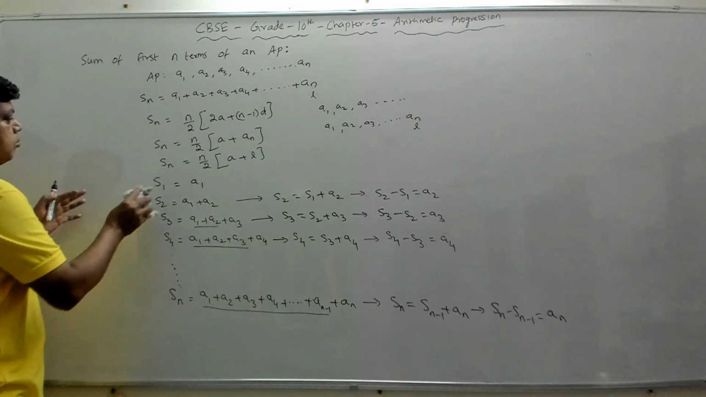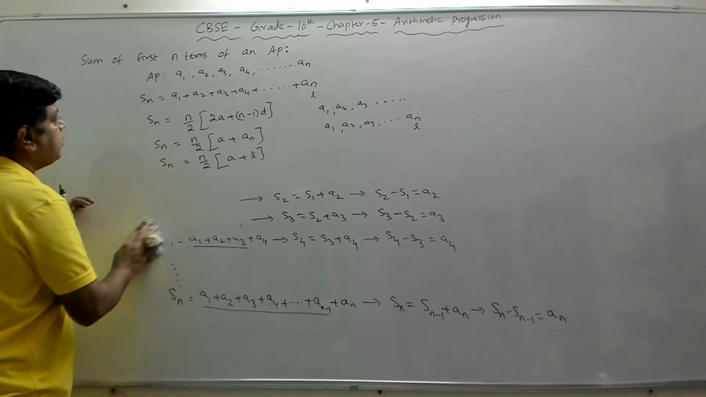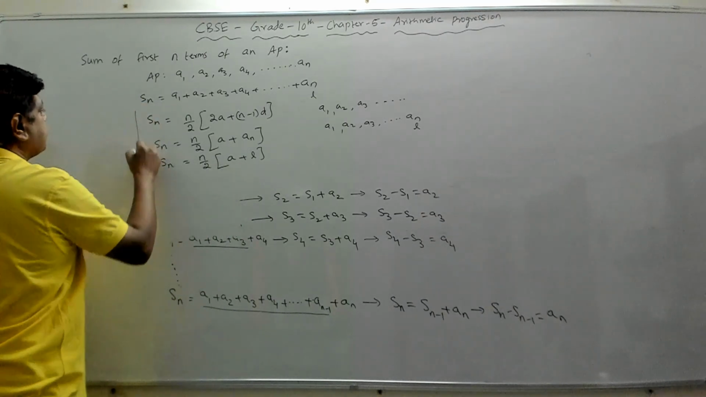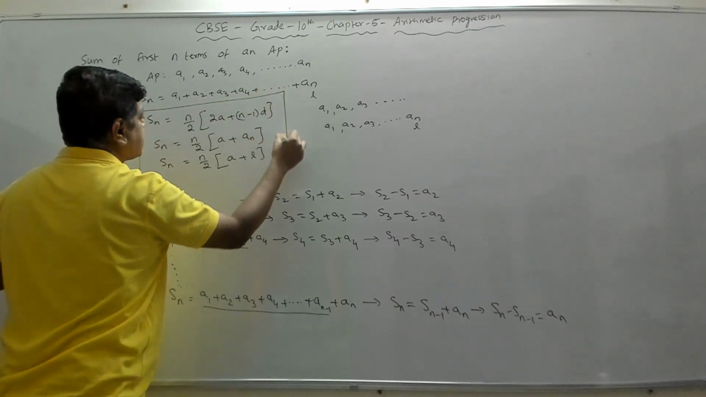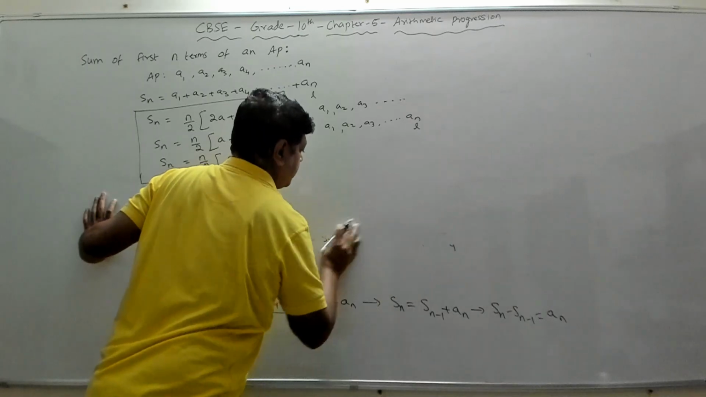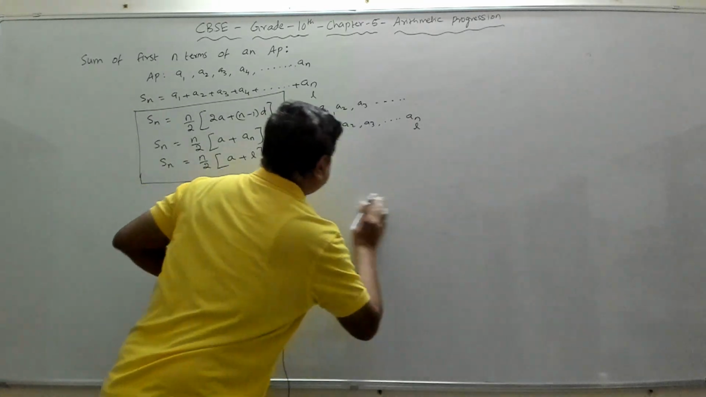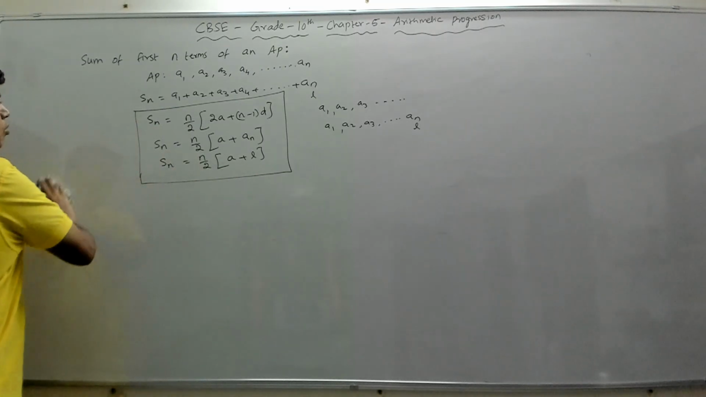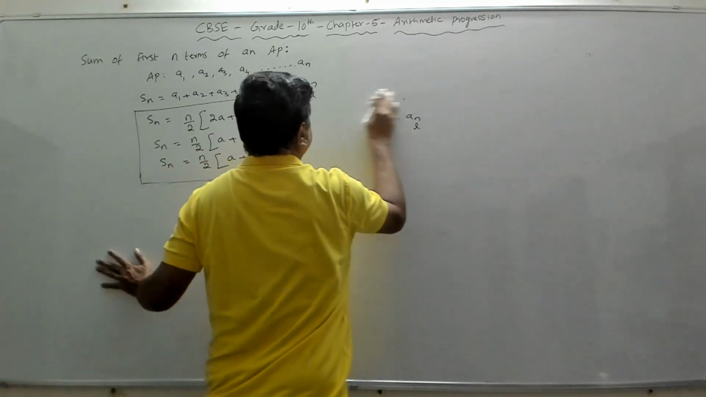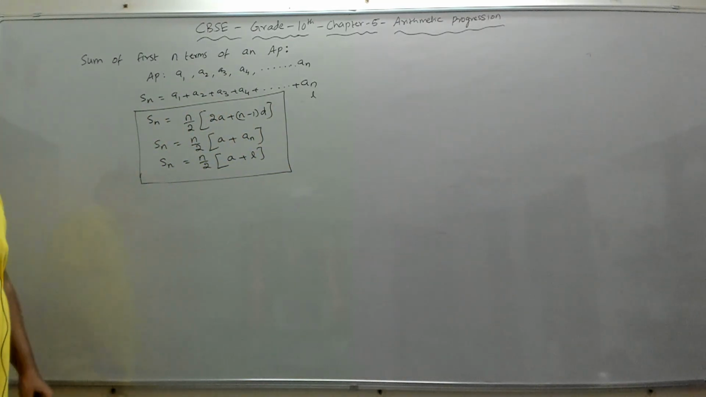Fine. So let me erase these. Hope you all have copied this. So these are the three formulas that we need to know, which we will be applying to find the sum of first n terms of an AP. Fine. So now I'll erase these also. Now let's go to the problems.